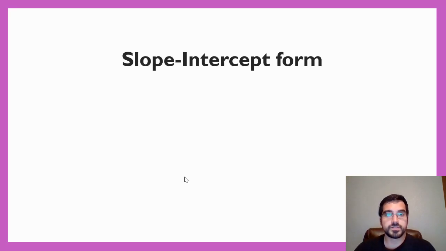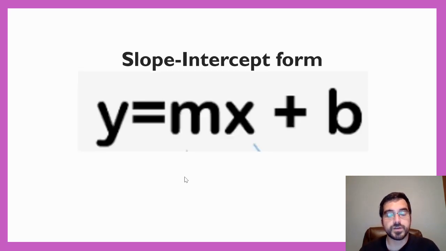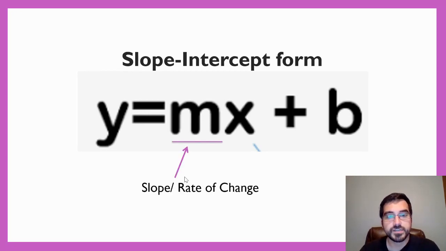Slope-intercept form. This form is able to give us the slope and the y-intercept. The slope-intercept form is y equals mx plus b. So to find the slope, if it's in this form, I know my slope is next to x, which is the m value. This tells me my slope or my rate of change. The b value tells me the y-intercept.